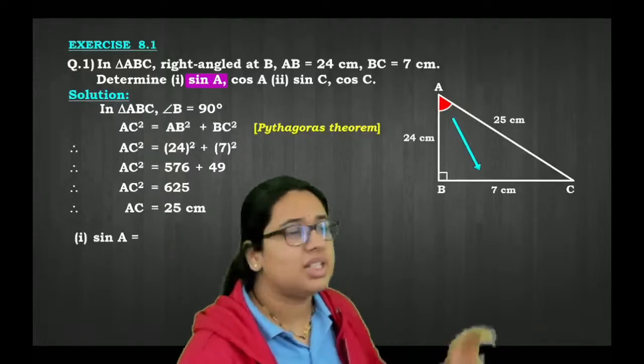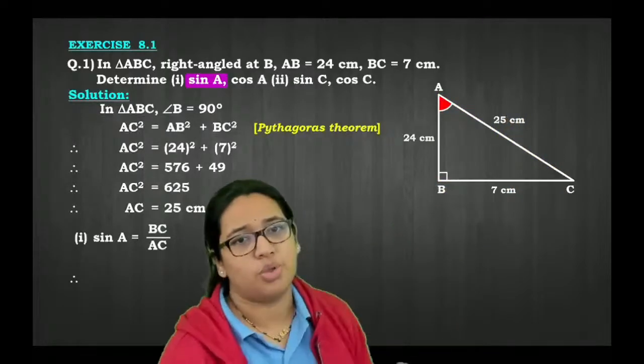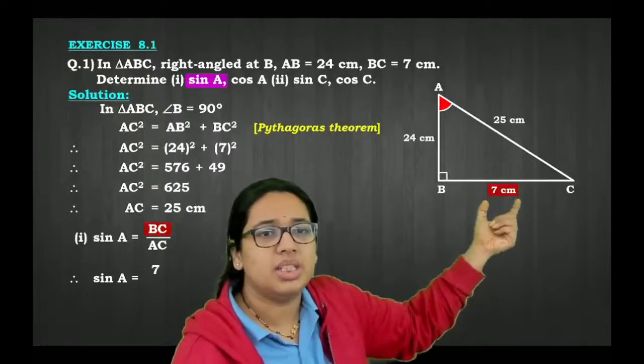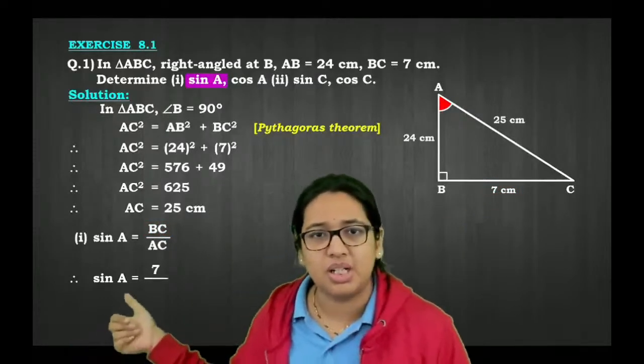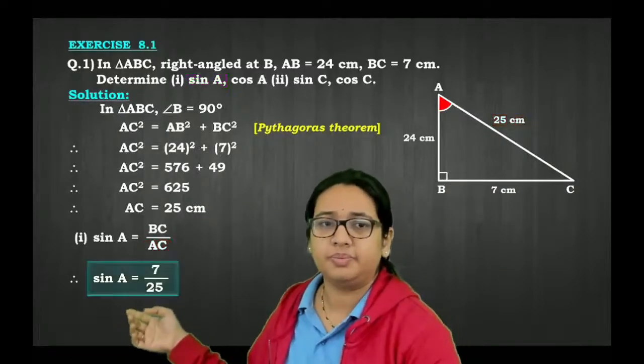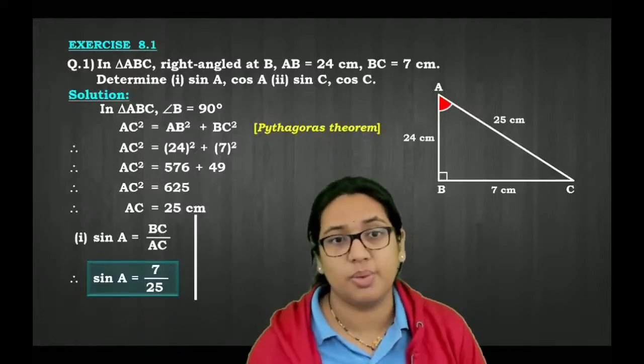Hence, sin A will be opposite upon hypotenuse, that is BC upon AC. But what is the value of BC? This is nothing but 7 centimeter and AC will be 25 centimeter. Done with this, समझ में आ रही है? क्लियर हो रहा है पूरा?